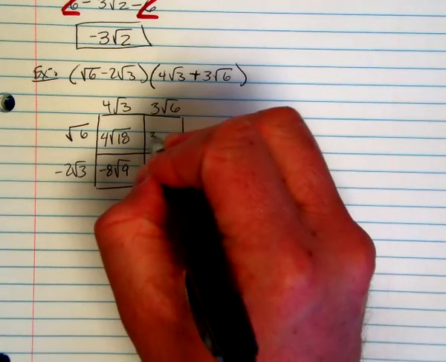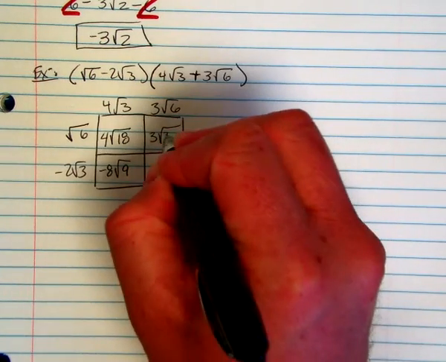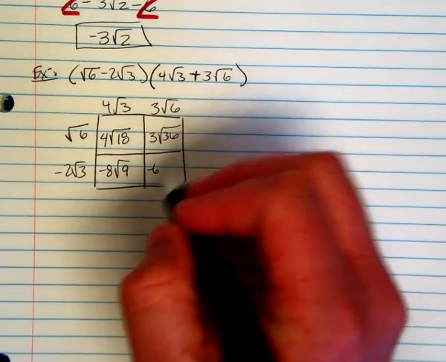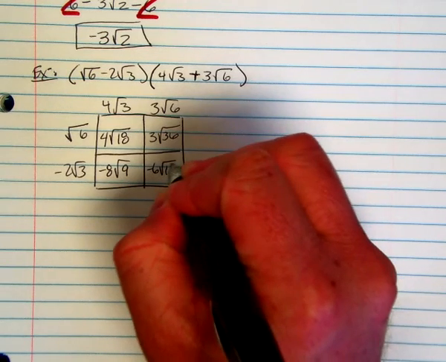Outside, 3 times 1 is 3. Inside, 6 times 6 is 36. Outside, 3 times negative 2 is negative 6. Inside, 6 times 3 is 18.